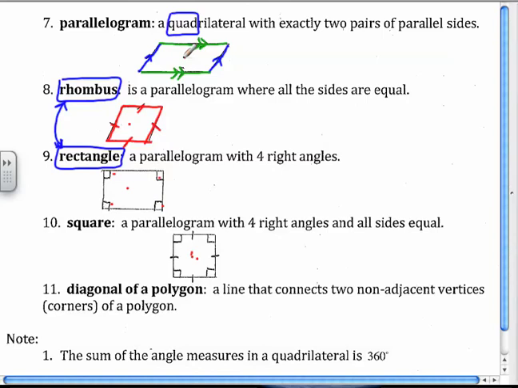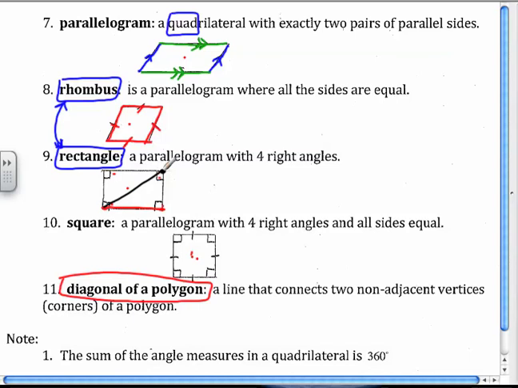Okay, now 2 more things before we're done with the intro, and then we can look at a few examples. First thing, guys, the diagonal of a polygon. It's a line that connects vertices that are not next to each other. They're non-adjacent. Because if I connected 2 corners that were adjacent to each other, that would just be a side, right? If I connected this one to this one, well, that's just a side. But if I connect these 2, that's a diagonal because the 2 corners are not next to each other.